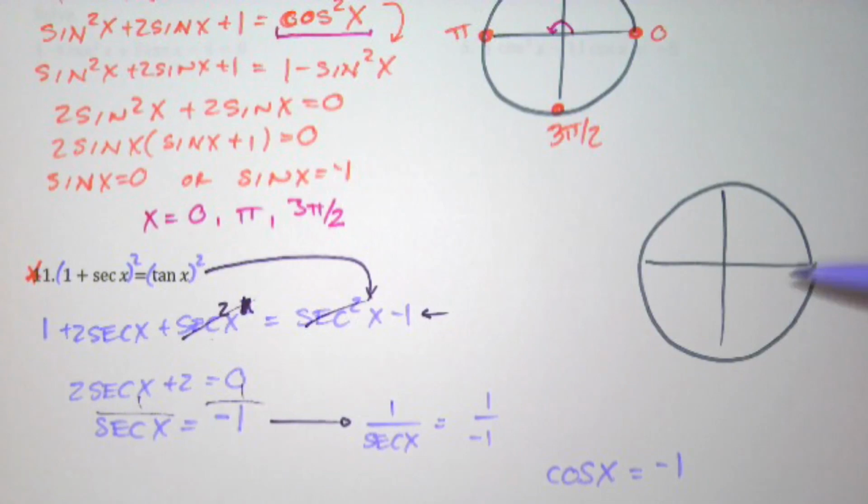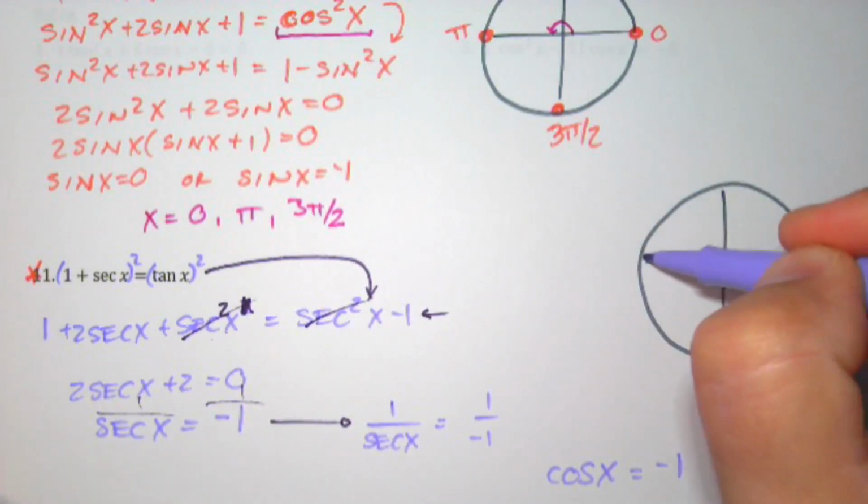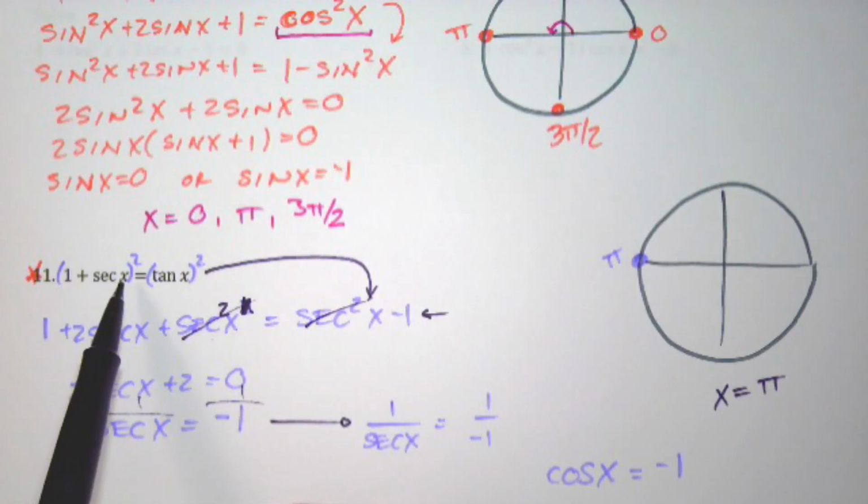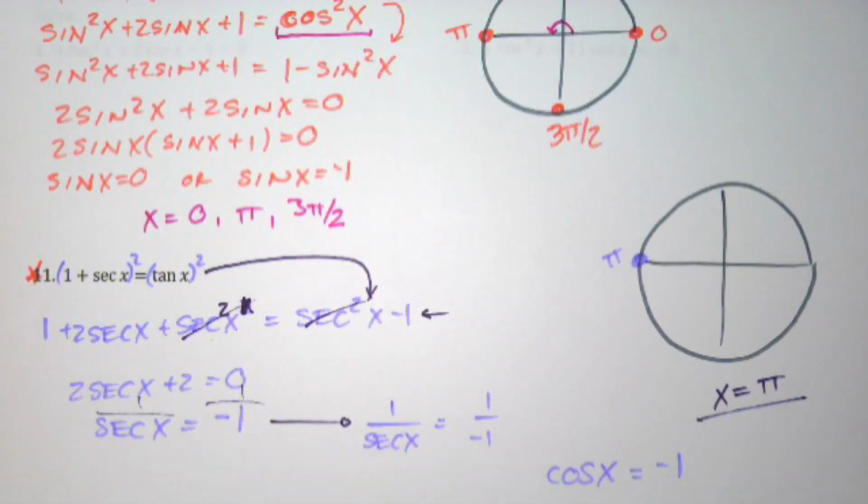Now we go to the unit circle if need be, right? Cosine is -1 only at one spot over here at pi. So the only solution to this original equation is that x is equal to pi.